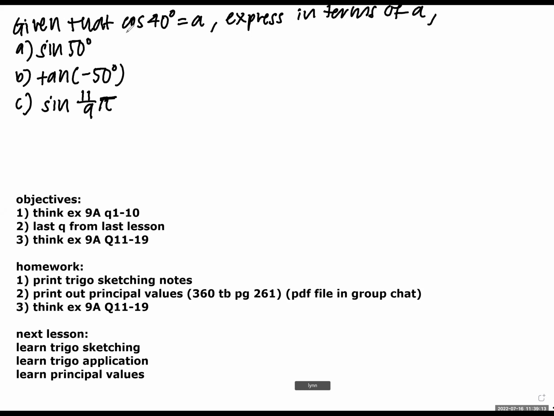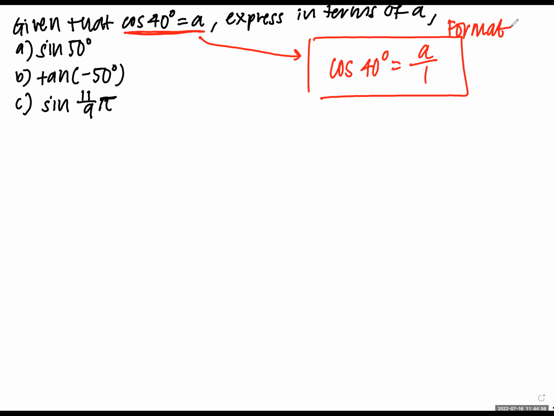So repeat again. What must it be? Yes, correct. Then from here, what do we identify? So this is the right format. This is a little bit different from what we learned previously, because previously they give you a very nice format, but right now they just tell you A. And you need to know that A is actually A over 1.